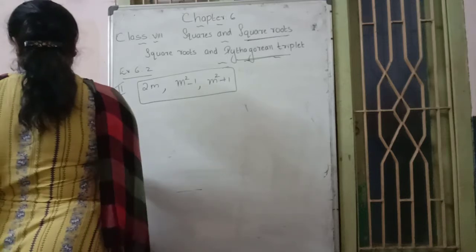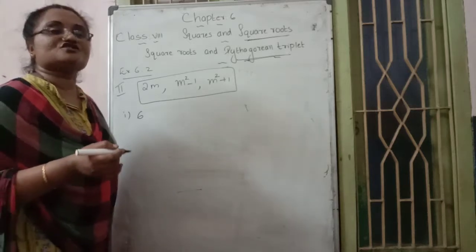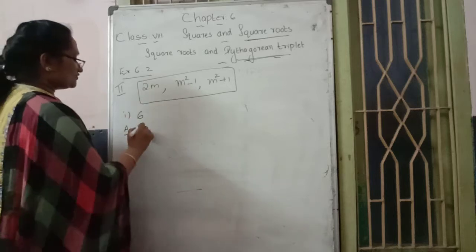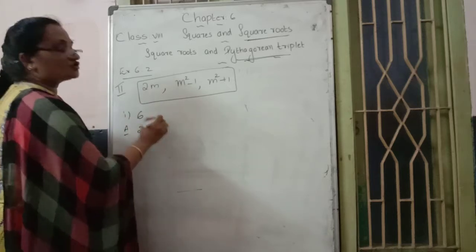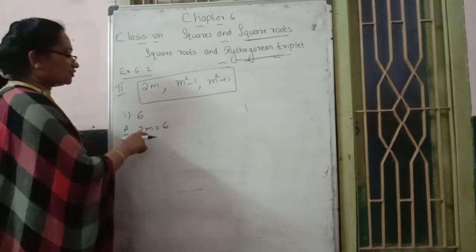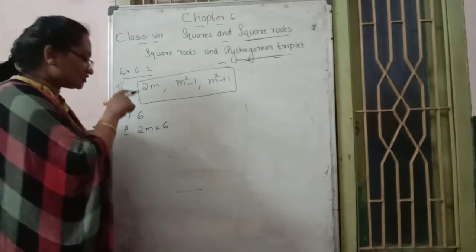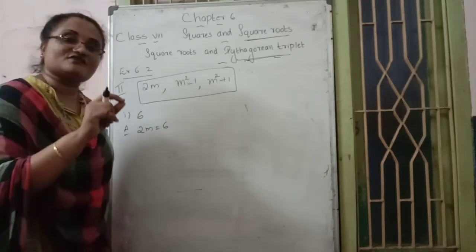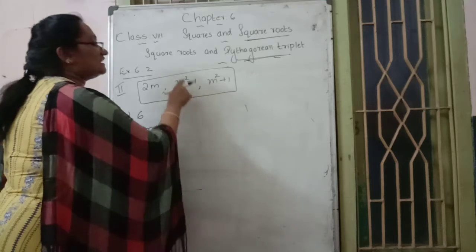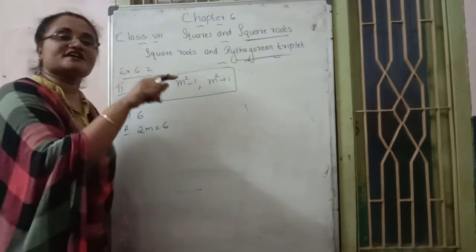First question: find the Pythagorean triplet for 6. How to find it? We can say that 2m, the first number, is equal to our given number 6. So using this formula, first of all we want to find the m value. Substitute that m value in the second and third formulas and find the third number.